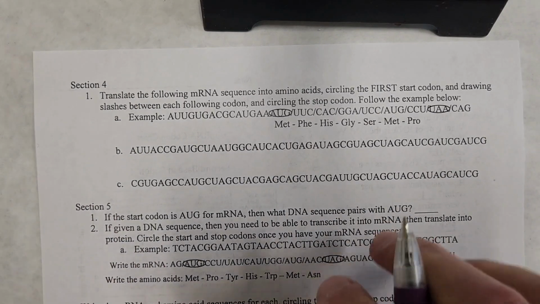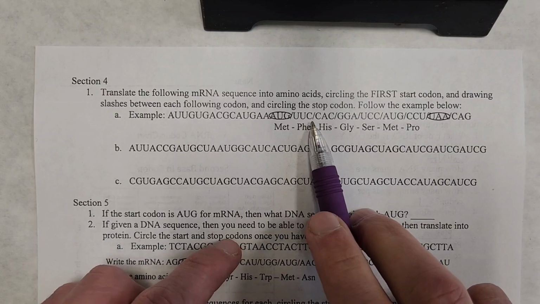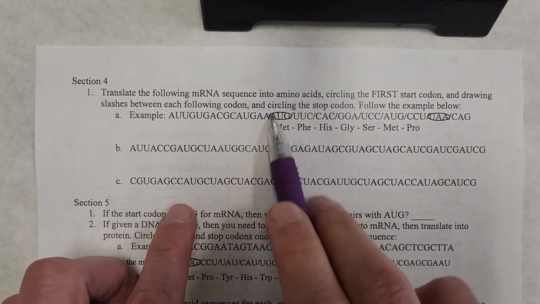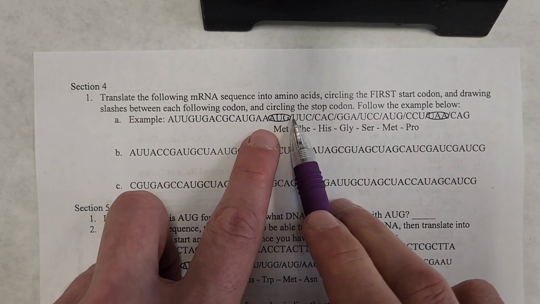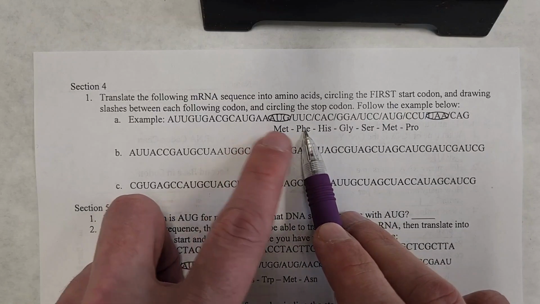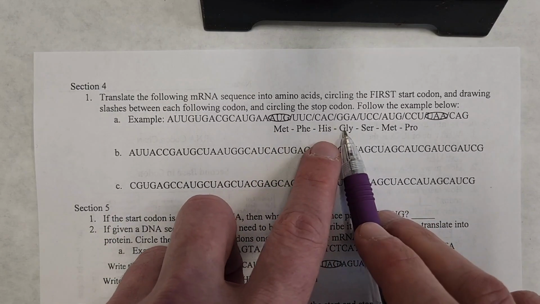Okay, so when you do an actual sequence, here's an example. This is how you're going to handle your homework. Look for the AUG and you circle it. That's where you start. And then you can start looking up on the chart. AUG comes for this. UUC gives this on the chart. CAC gives this on the chart.